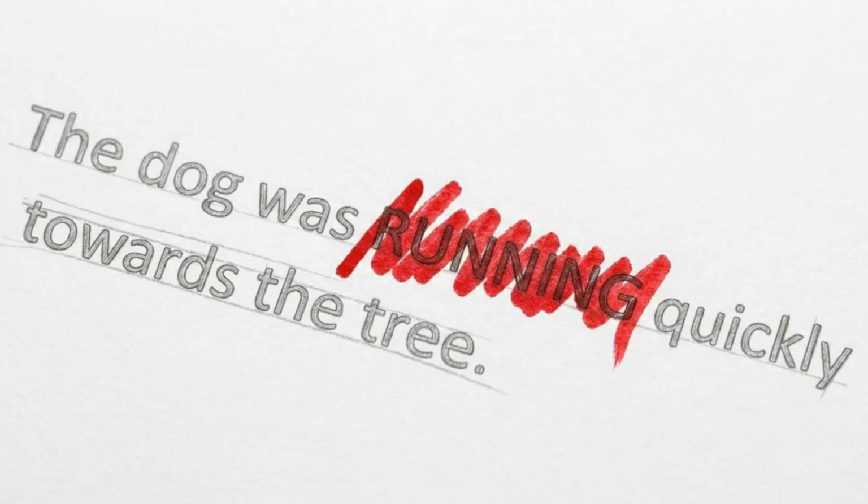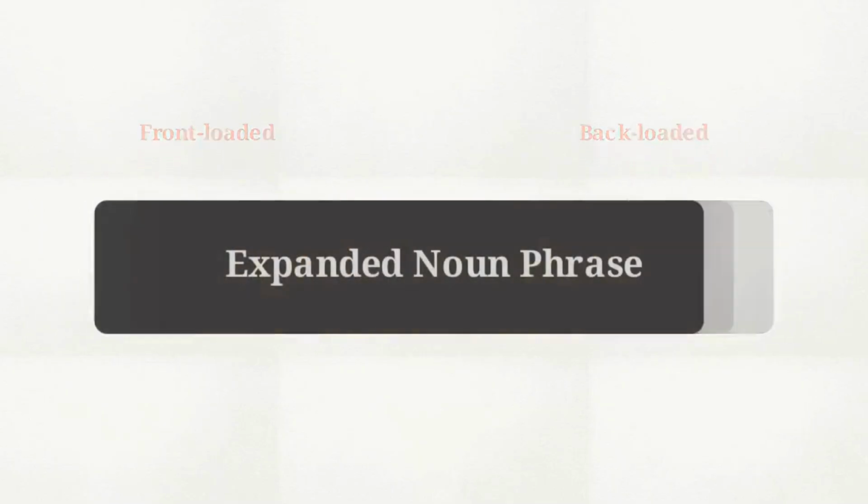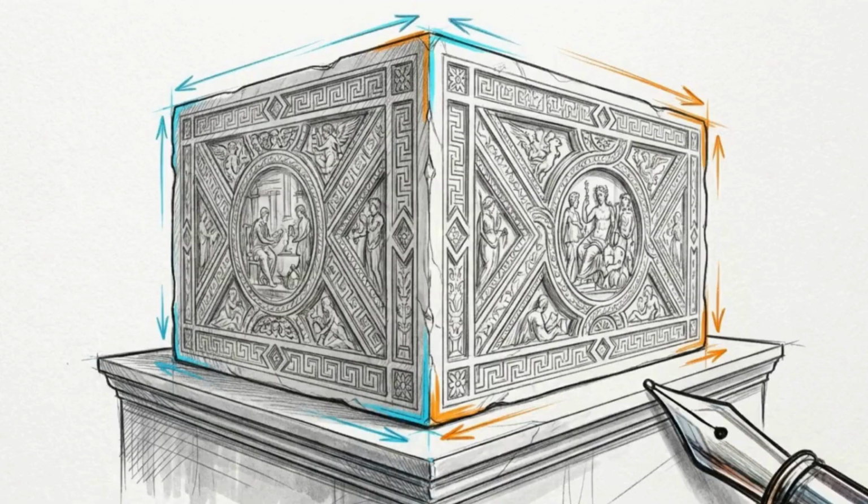Check your work one more time. Make sure you haven't accidentally written a verb or an action. We are still just identifying the subject. You've now front-loaded adjectives and back-loaded a prepositional phrase. The result is a highly specific subject that still functions grammatically as a single noun block.